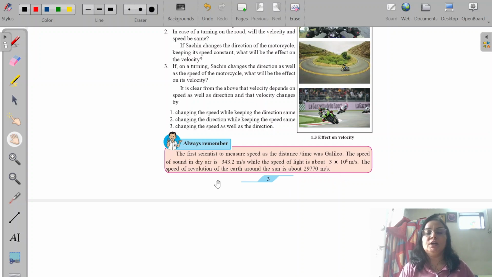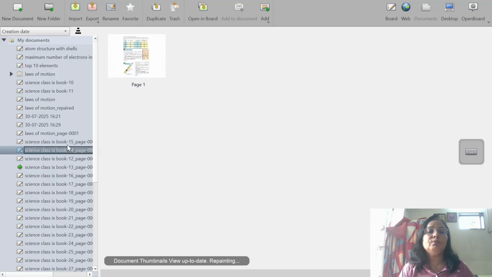The speed of sound in dry air is 343.2 meter per second, about 343 meter per second, while the speed of light is about 3 into 10 raised to the power 8 meter per second. The speed of revolution of the earth around the sun is about 29,770 meter per second. So the speed of revolution is greater than the speed of sound. So you need to remember these figures. Moving on to our next topic, uniform and non-uniform linear motion.